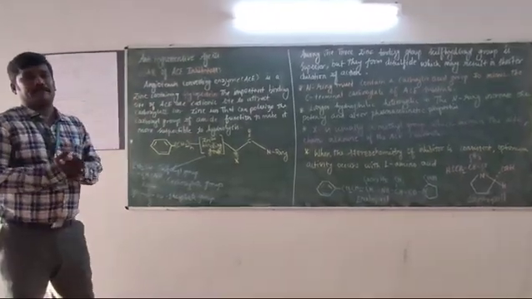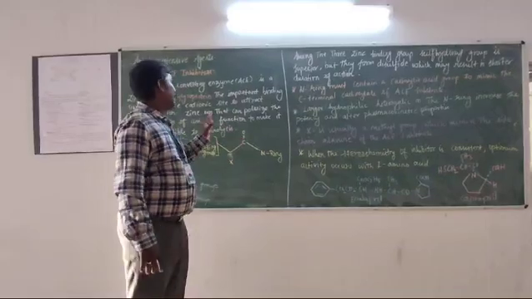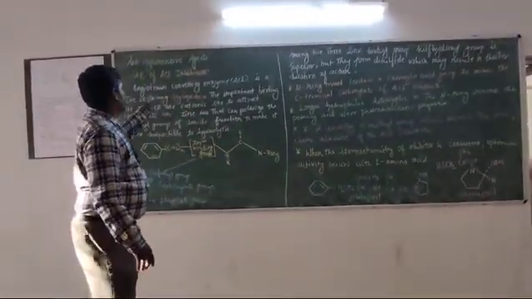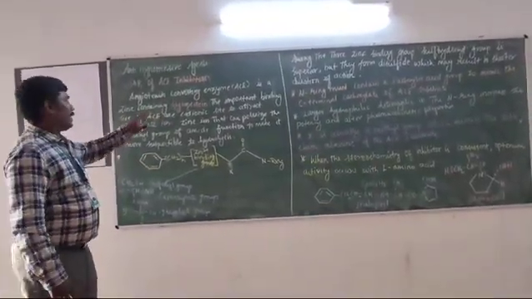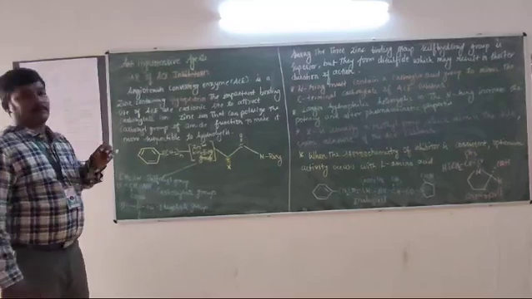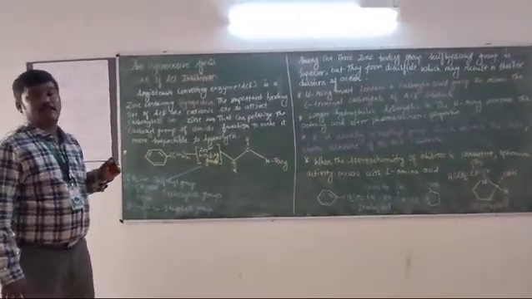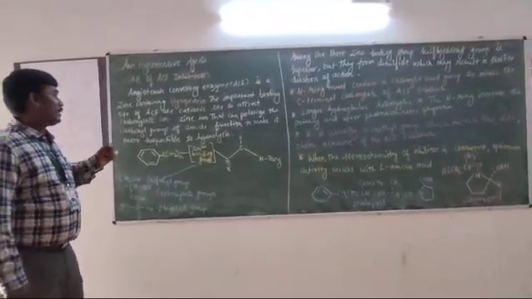What do we mean by the term ACE inhibitor? That is, angiotensin converting enzyme will be inhibited. Angiotensin converting enzyme, ACE, is a zinc containing glycoprotein. So it is a glycoprotein, protein in nature. That is an example of a glycoprotein, and it also contains a zinc metal.